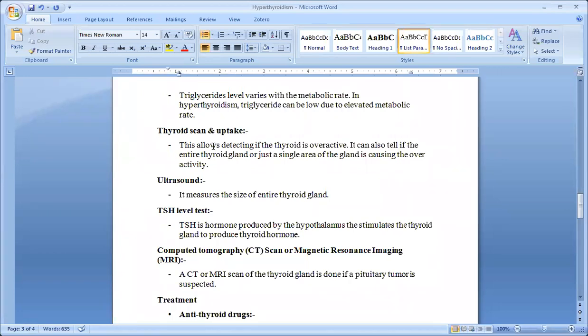Thyroid scan and uptake. Now see here. This allows detecting if the thyroid is overactive. It can also tell if the entire thyroid gland or just a single area of the thyroid gland is causing the overactivity. In this thyroid scan and uptake, what will we see?